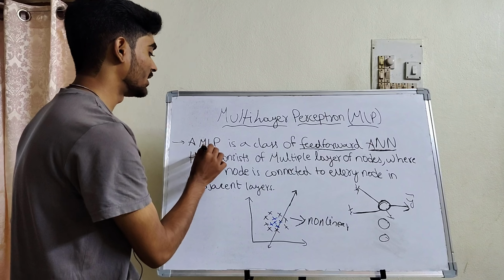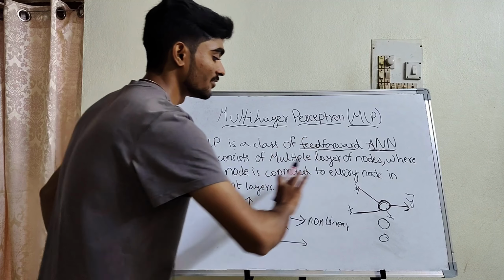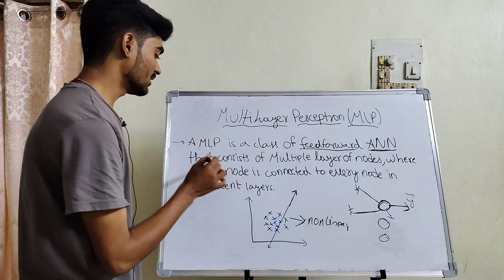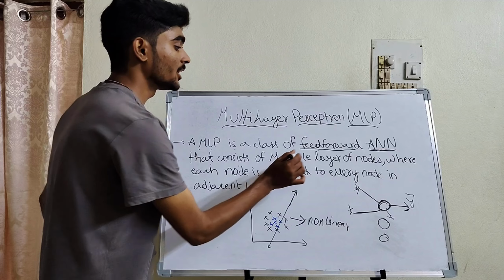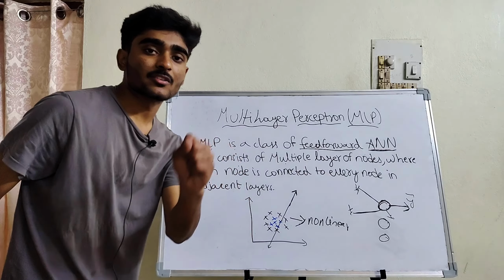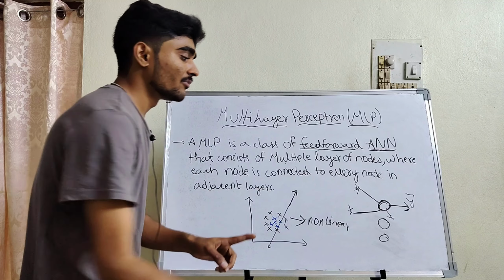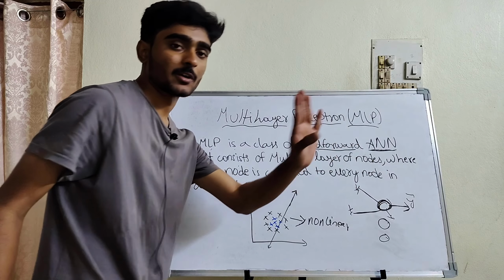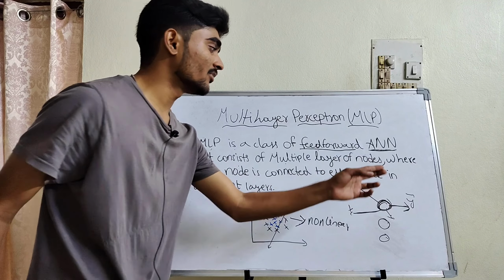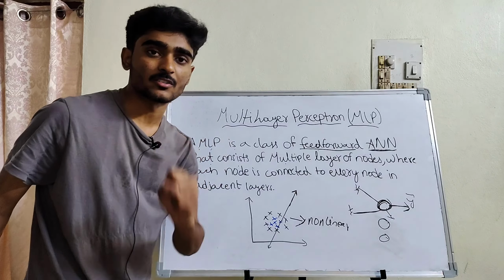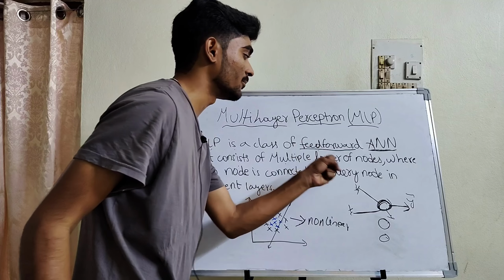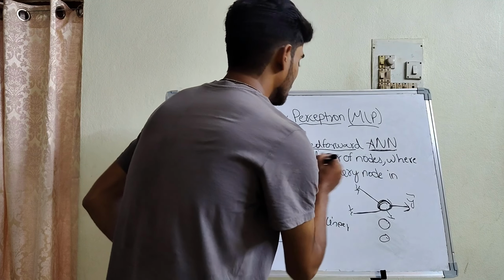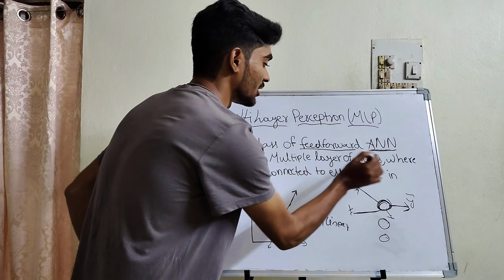A multi-layer perceptron is a class of feed forward artificial neural network that consists of multiple layers of nodes. In perceptron, what we have seen is we used to have a single perceptron. Nodes are nothing but perceptrons. In the early 80s and 90s, we called these nodes perceptrons, but in the early times the perceptrons were called nodes. That consists of multiple layers of nodes.